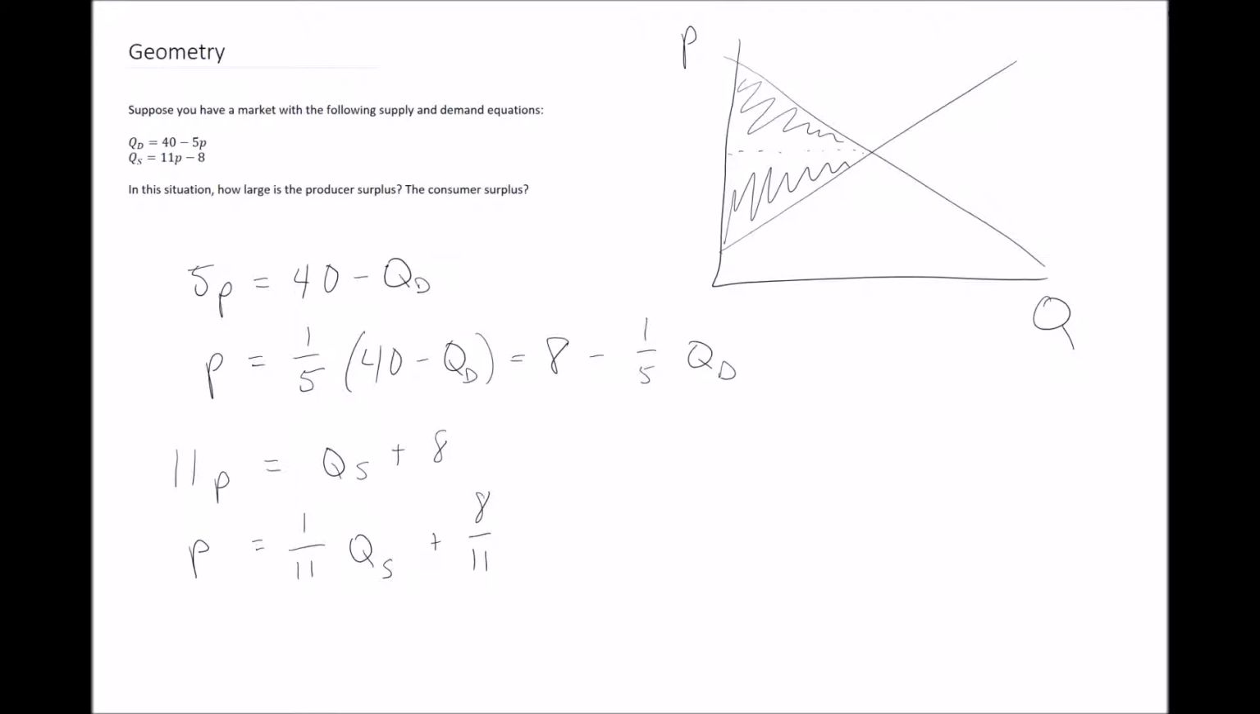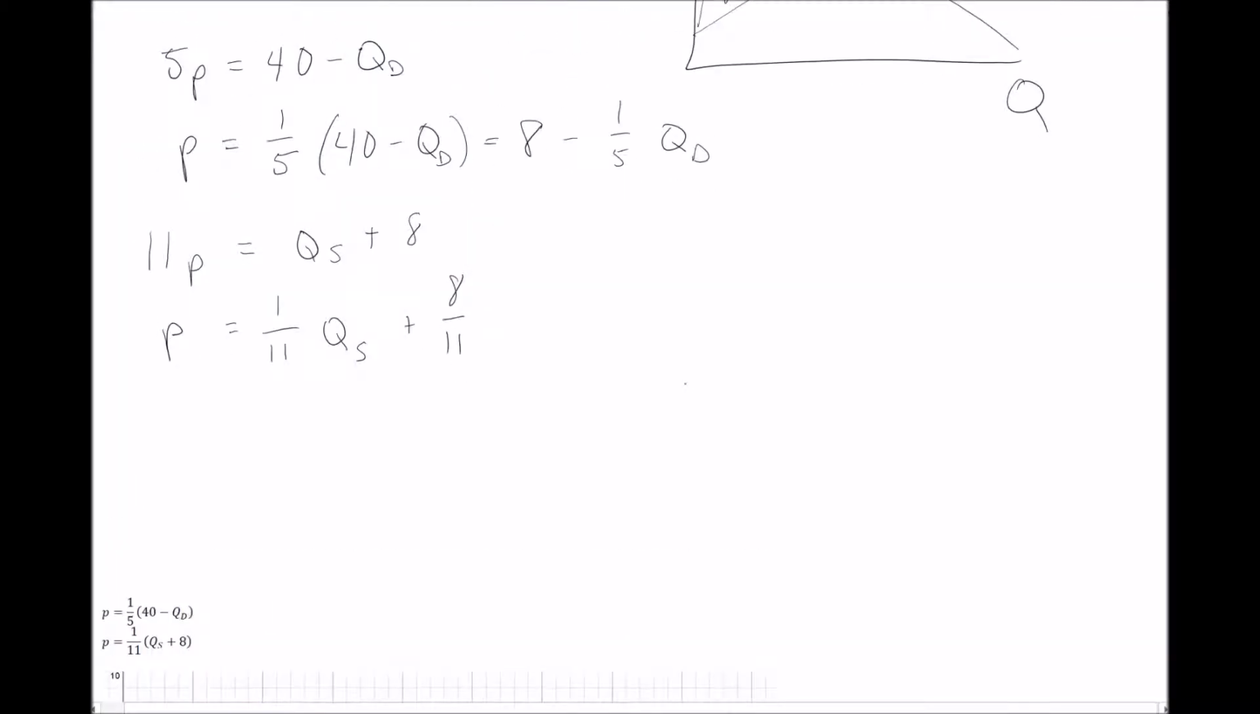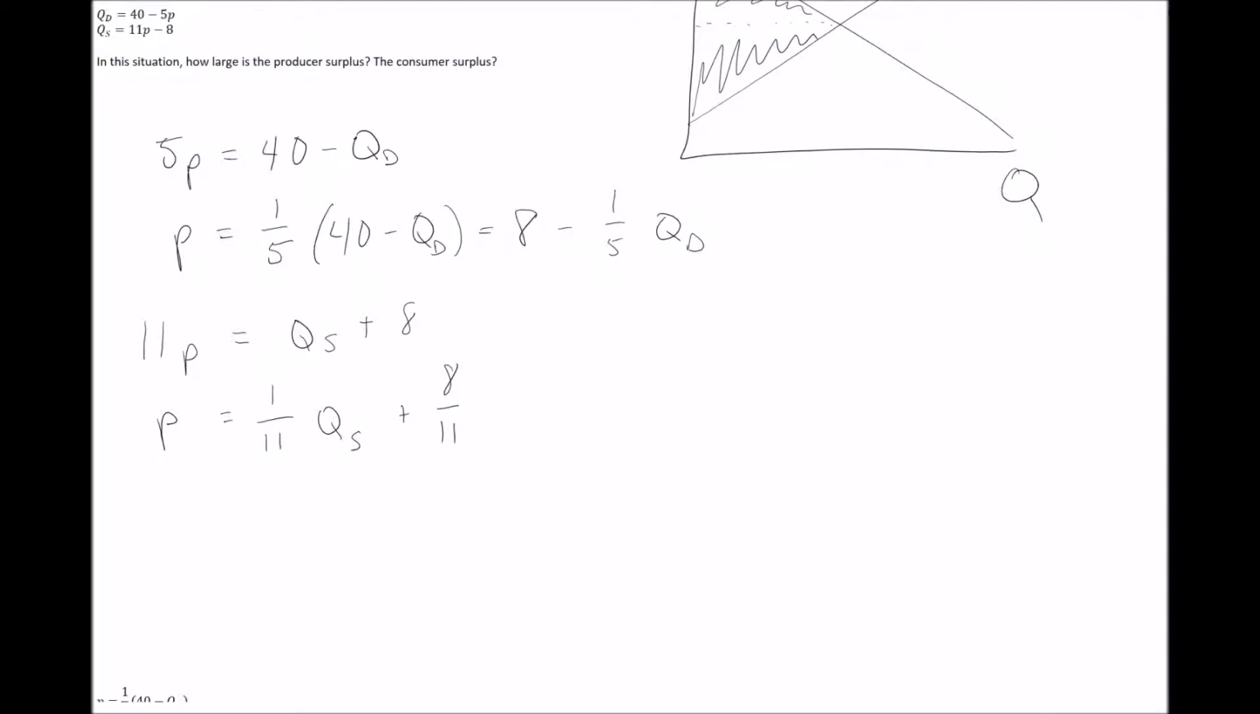The one additional thing that we might want to do to graph this is, we see here we have the intercepts just fine, but we also are interested in finding a point where they intersect. So I'm going to set the two equations equal to one another just to find the point of intersection. So I have 8 minus 1/5 times the quantity equals 1/11 times the quantity plus 8/11. I'm going to move the negative 1/5 quantity to the right and move the 8/11 to the left.